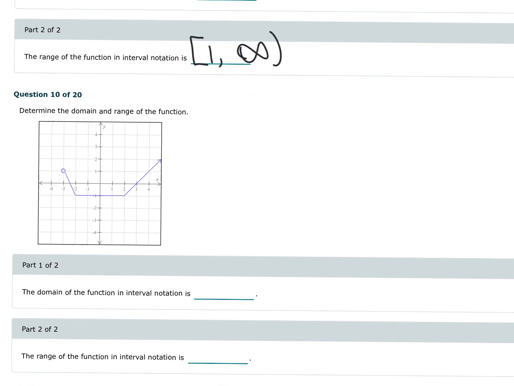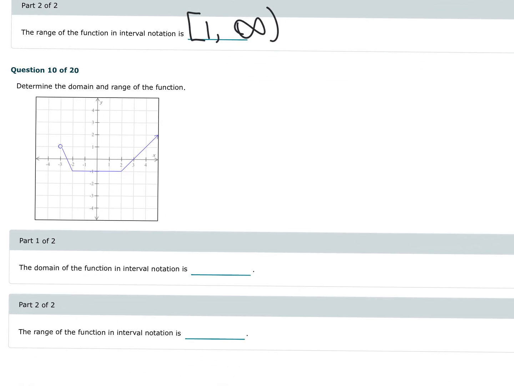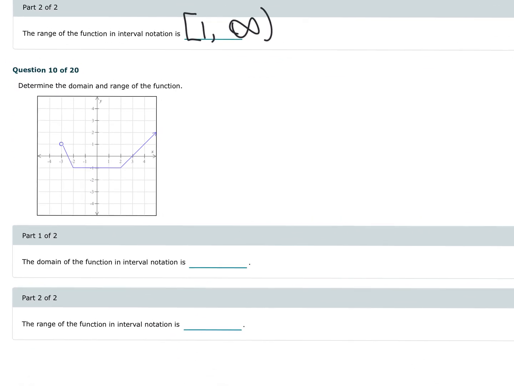All right, let's try another one that is quite similar. So you might want to pause the video and try this and then you can check your answer. Let's see how you did. So our domain from left to right is going to be from negative 3 to infinity. And then our range is the bottom to the top. So it starts at negative 1 and it goes all the way to infinity.